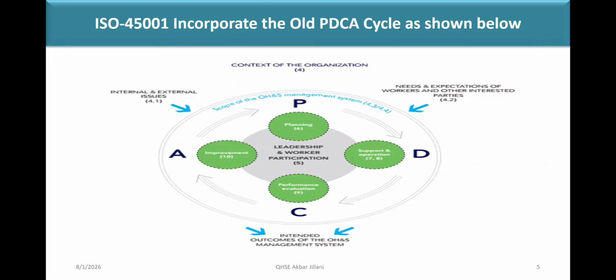So when we are talking about the PDCA, we classify the 10 classes with the PDCA. Class number 4, class number 5, and class number 6 are making the P part. Class number 7, class number 8 plus class number 5, making the D. Now class number 5, class number 9, making the C. Class number 10, class number 5, making the A part. So PDCA is totally covered in the different classes from 4 up to 10.